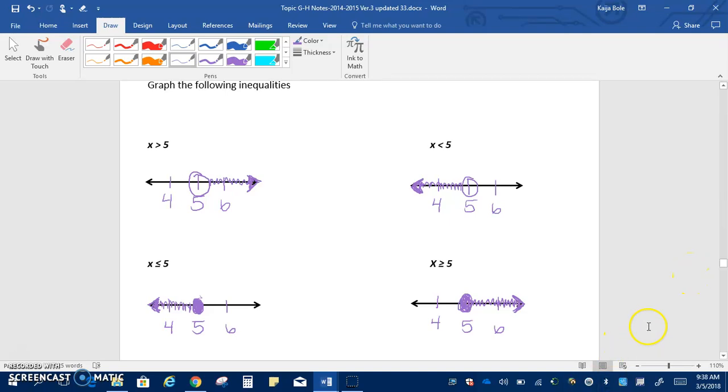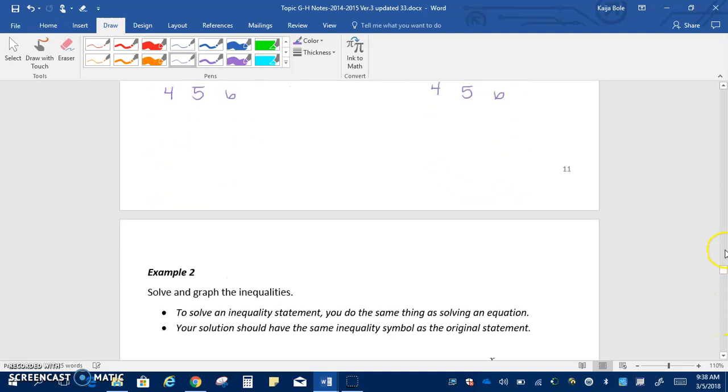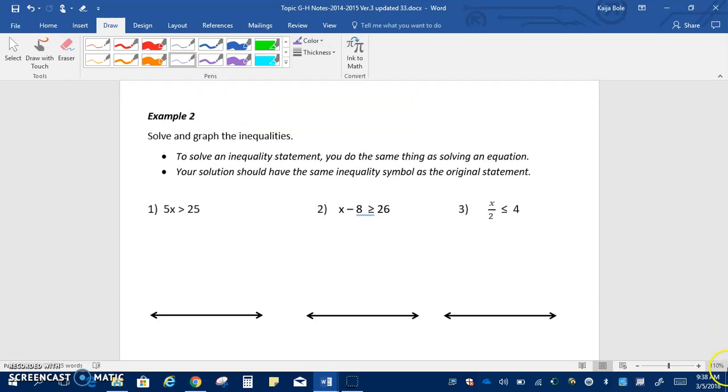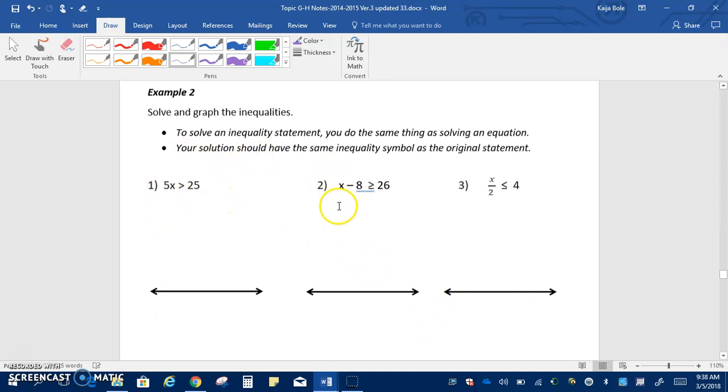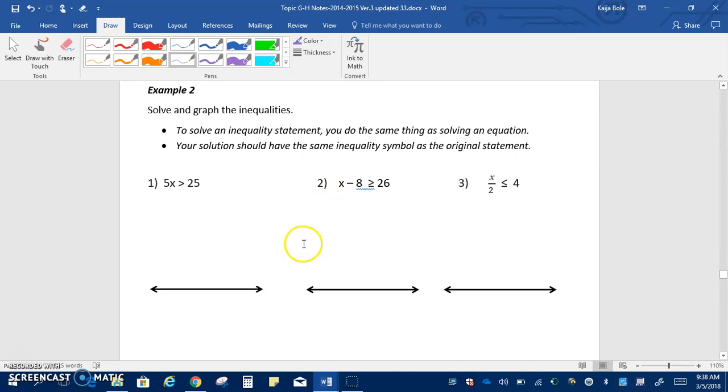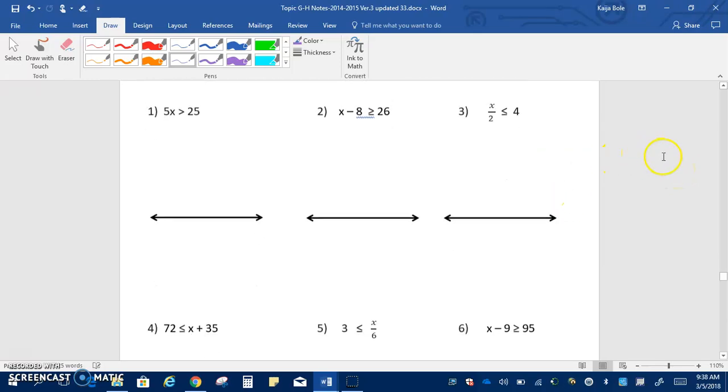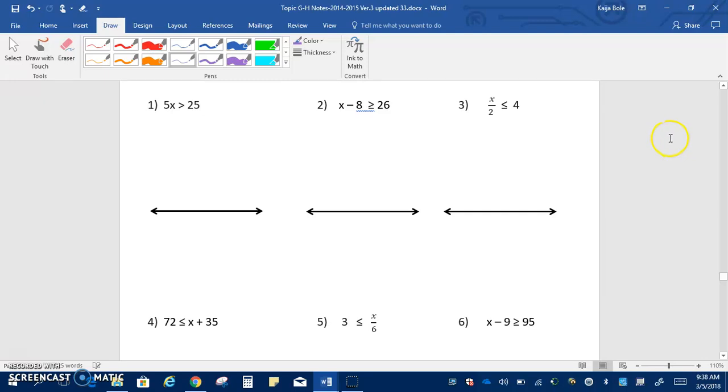Okay, so we're going to go ahead and flip the page. And again, you have just a little bit different at the top. All it says is that to solve an inequality statement, you do the same thing as solving an equation, and then your solution should have the same inequality symbol as the original statement. So this is just like solving equations now, except for an equal sign, we have an inequality sign. If we look at number 1, we have 5x is greater than 25. To get x by itself, that means we will have to divide by 5 on both sides.